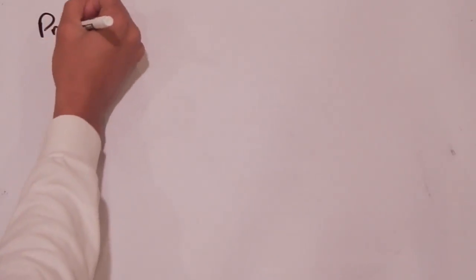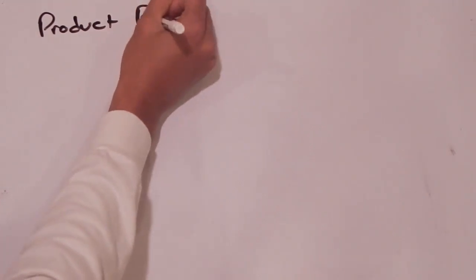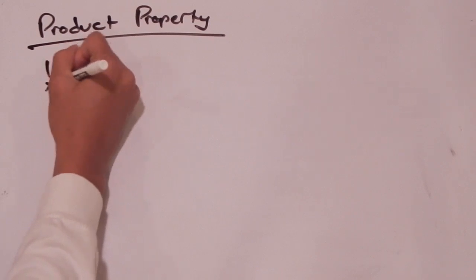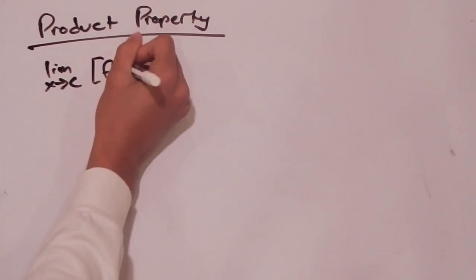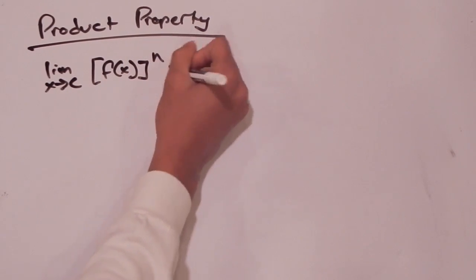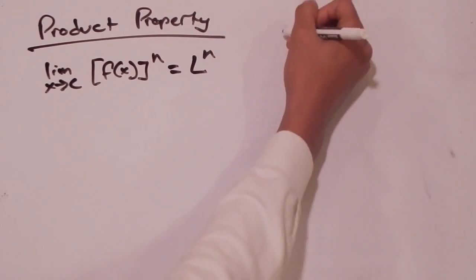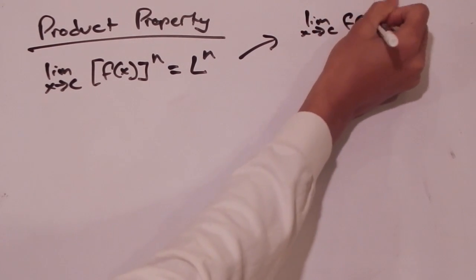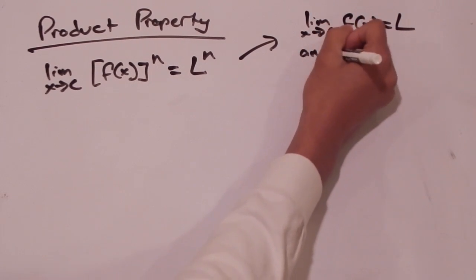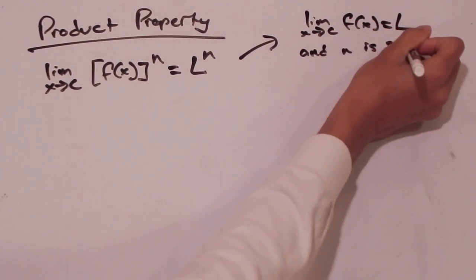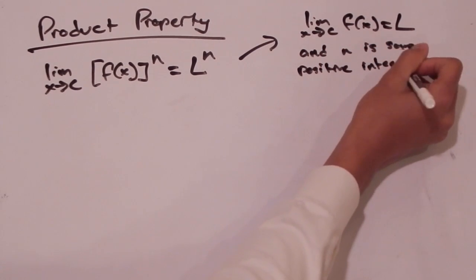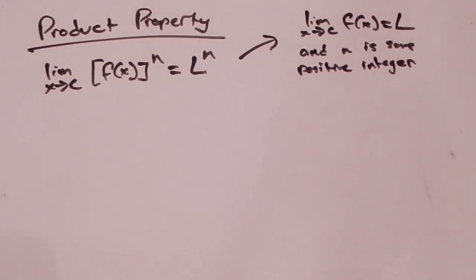So we're going to take a look at our last property, and that is the power property. In this property, the limit as x goes to c of f of x to the nth power is equal to L to the n. And this is in the case where the limit as x goes to c of f of x is equal to L, and n is some positive integer. So, 1, 2, 3, 4, 5, 6, all the way up. And so how can we prove this?